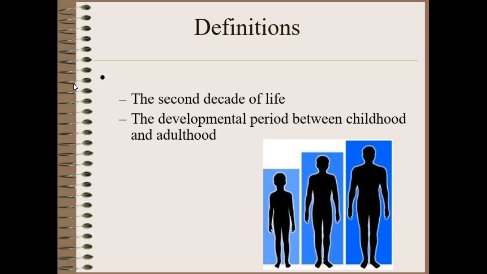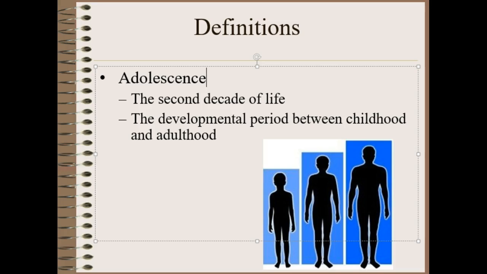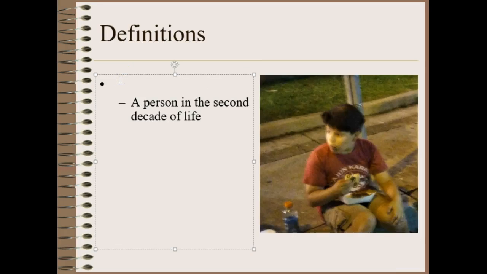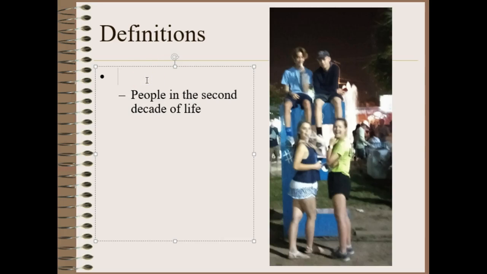So, what then is adolescence? Adolescence, and you'll notice it ends in the letter C, refers to the second decade of life. This is the developmental period between childhood and adulthood. An adolescent is a person in the second decade of life. And we see adolescent ends with the letter T. Here we see more than one adolescent, or a group of adolescents, ending in TS. These are people in the second decade of life.